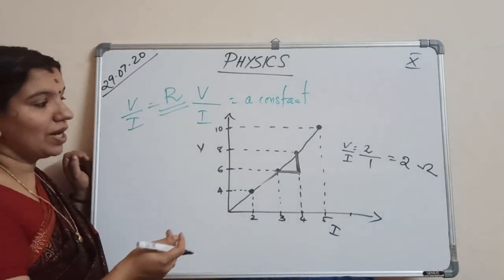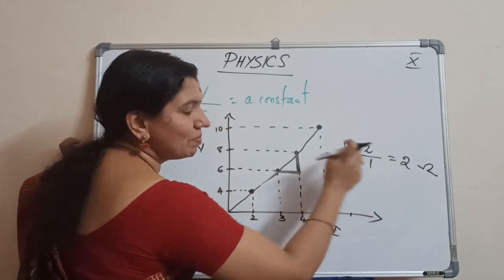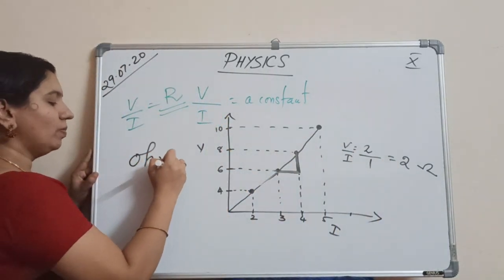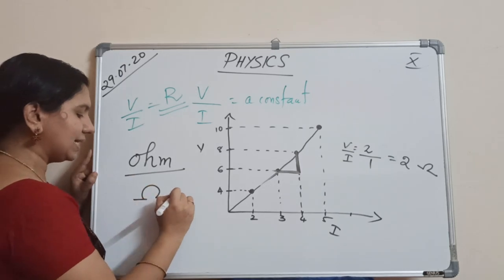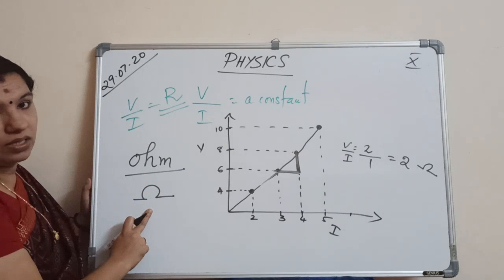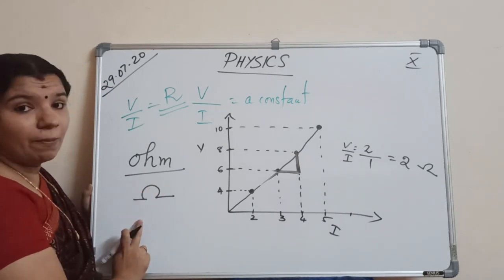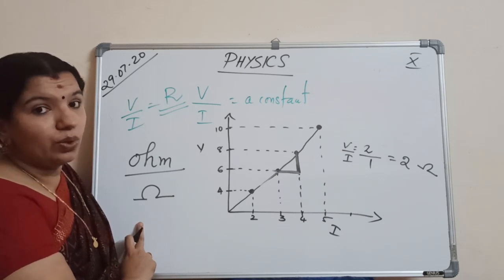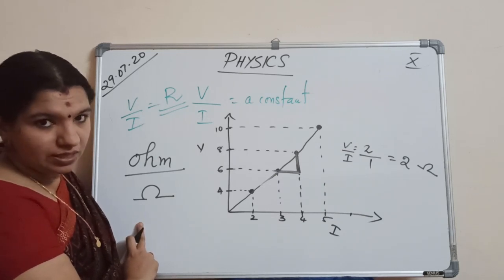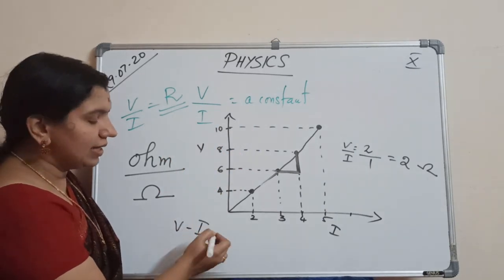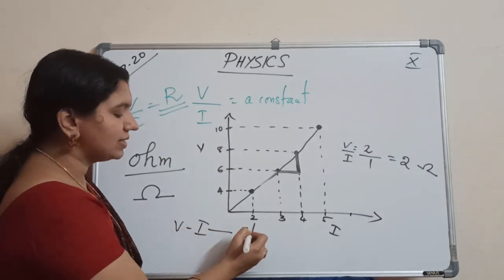2 ohm. Now you look here. This is the symbol used to represent the unit ohm. So we write it as ohm, but we use the symbol like this. So this is the symbol used to represent what? Ohm. And ohm is the SI unit of resistance. Ohm is the SI unit of resistance. Understand? So from this graph it is clear that the VI graph is always a straight line.